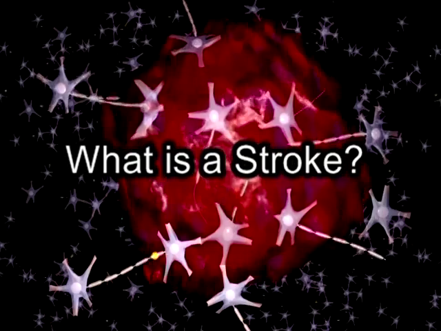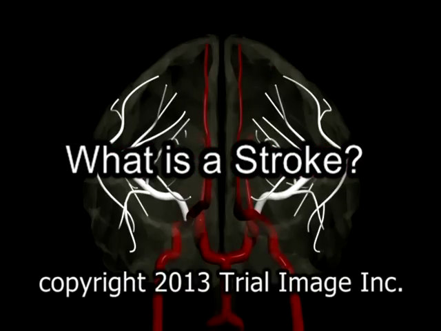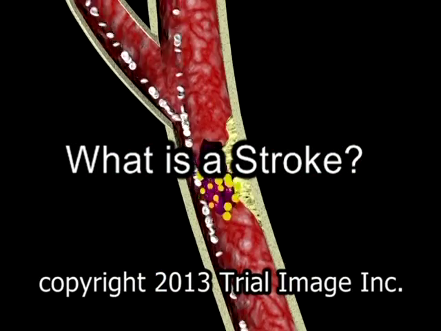This is Dr. Cal Shipley, and today we're going to be looking at the question, what is a stroke and how does it happen? Simply stated, stroke occurs when there is rapid death of brain tissue due to a disturbance in blood supply.